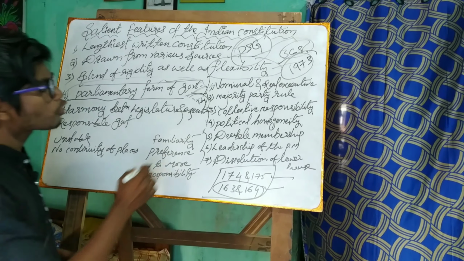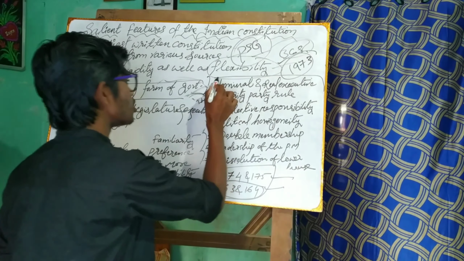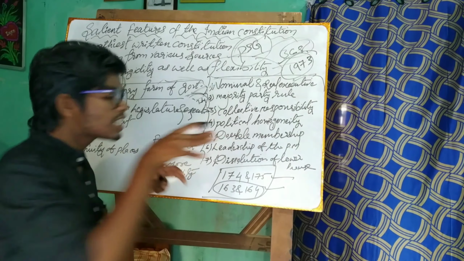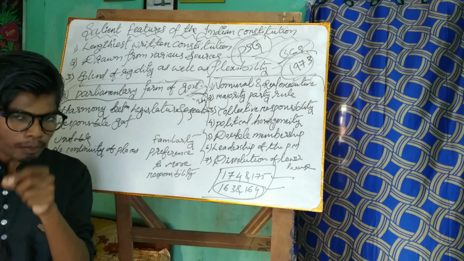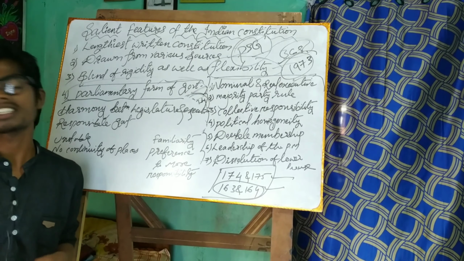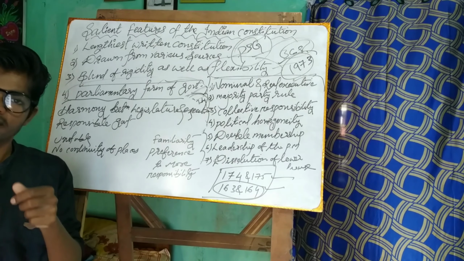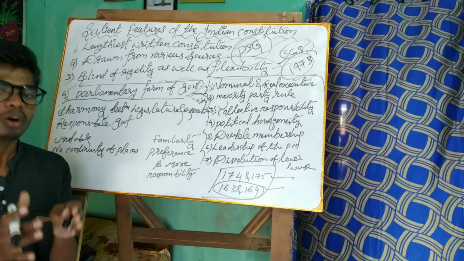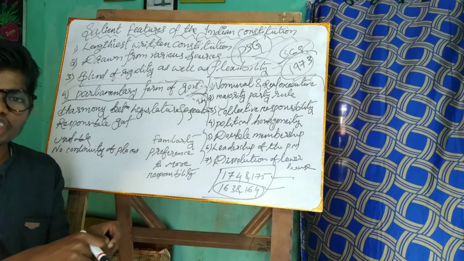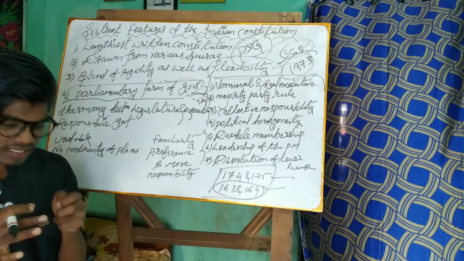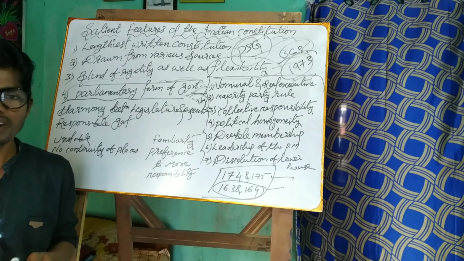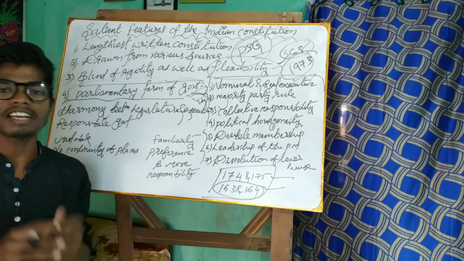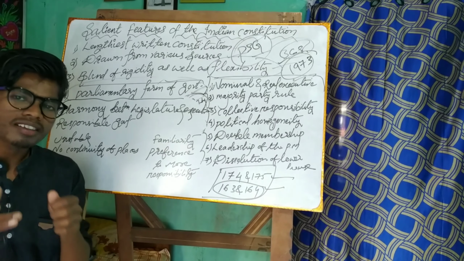Let us look at some of the important features of the parliamentary system of government so that you can get it very clearly. First, we have the nominal as well as the real executive. One of the most important features of the parliamentary system is this distinction. In India, we have both. The president is the nominal executive, whereas the prime minister is the real executive. That's why the president is known as the head of the state, and the prime minister is known as the head of the government.